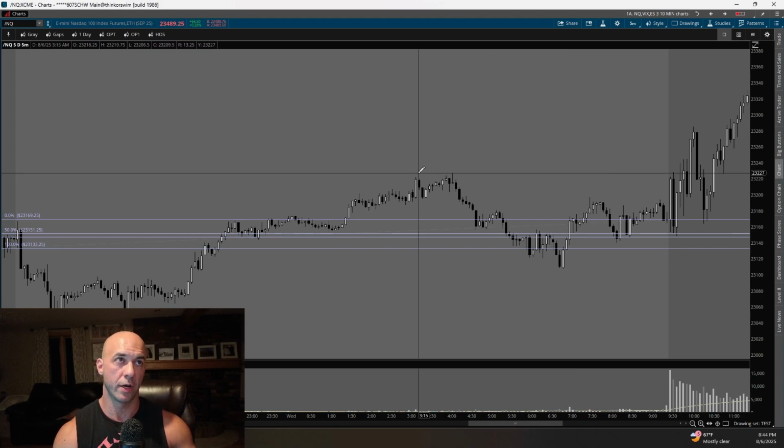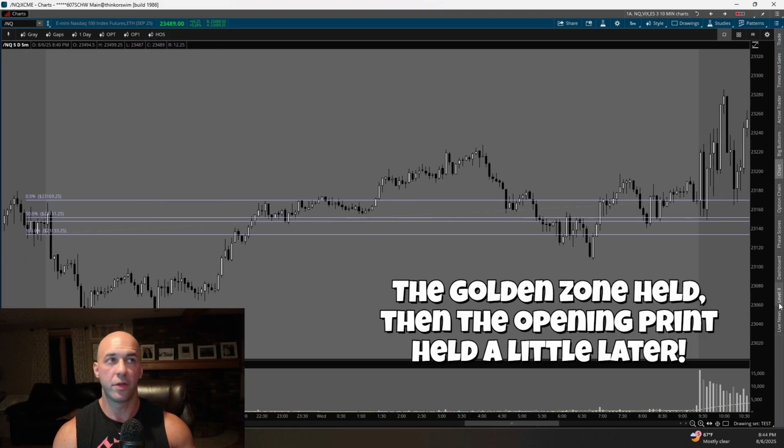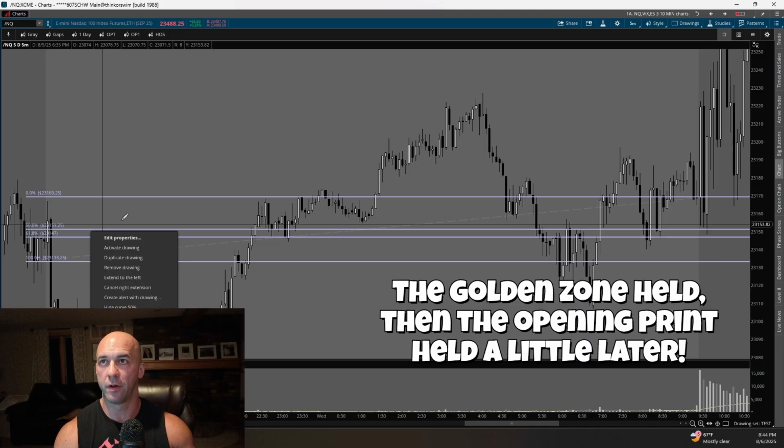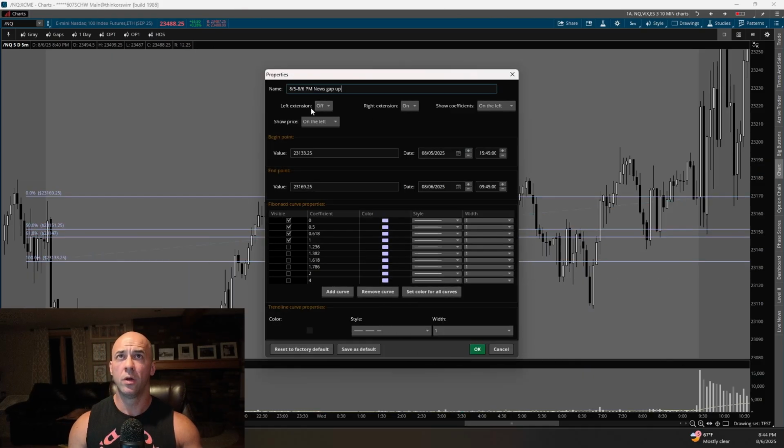So here's the pre-market high. You see the little wick above. They wicked above, they flushed it back down, the golden zone holds, and they push back up. The other thing that I do with marking gaps to make it easy for me to understand what's what is, of course, I put in a title. So this was not a news gap up, but just an 8.5 to 8.6 gap up.